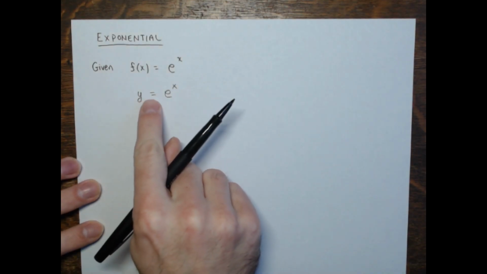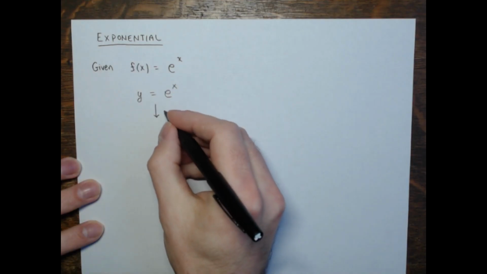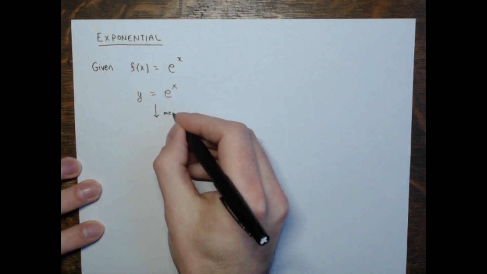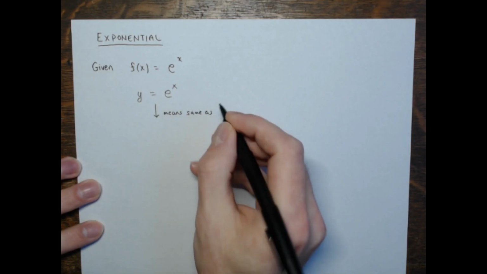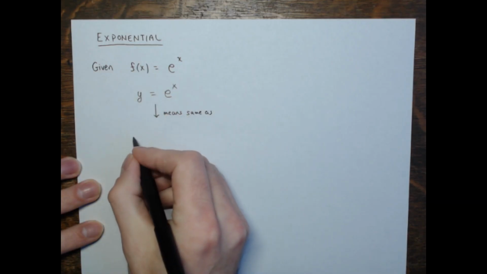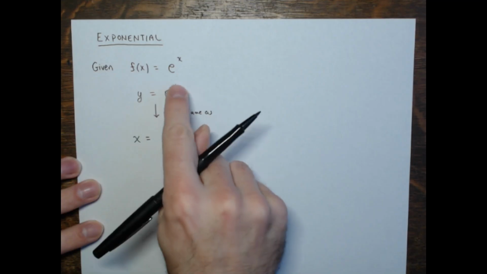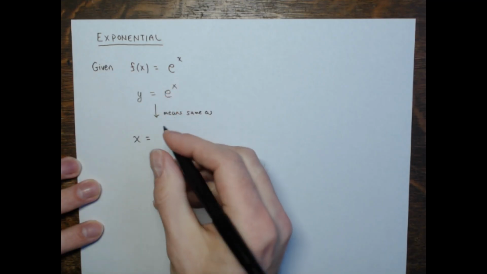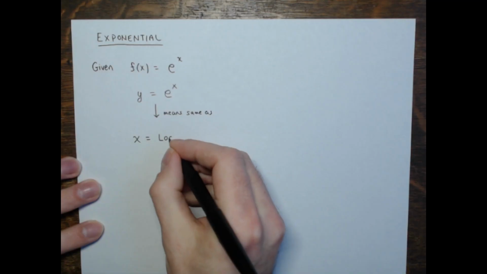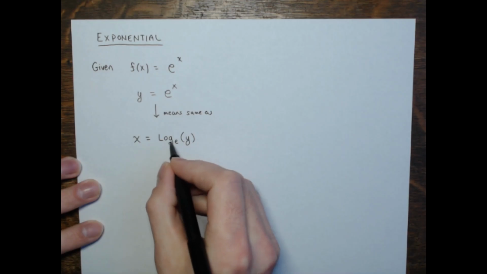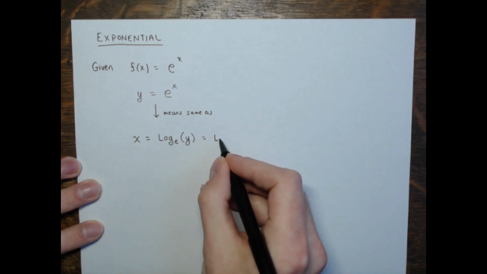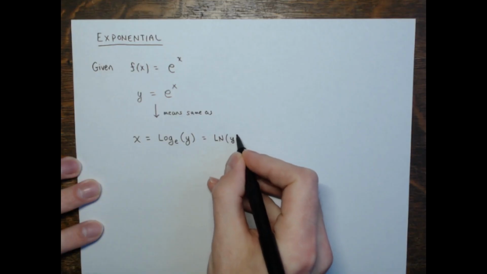So remember, if y is e to the x, this means the same thing as the following. It means that x, right, the power on e there, is the logarithm base e of y. Now again, nobody really writes this. You're not going to see this too often. So x is the natural log of y.